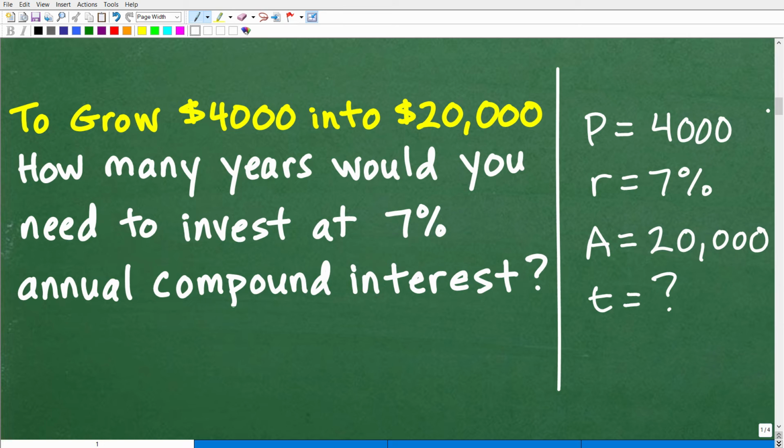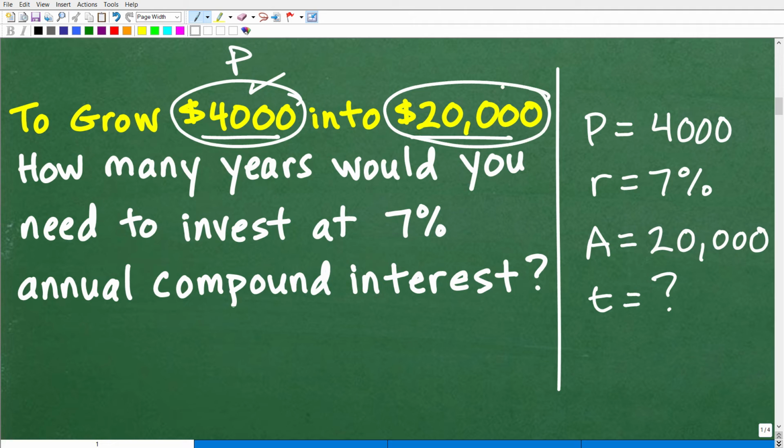But let's go back to the problem and just pick out the information here and assign it to a variable. So what's our starting amount? Well, to grow $4,000 into $20,000, our starting amount or our principal amount is $4,000. That's our principal amount. And we want to grow this into a total of $20,000, right? So that would be our actual amount. So our P would be 4,000, and these, of course, are in dollars. We're just going to write the numbers down here. So that's 4,000. Our A is 20,000.